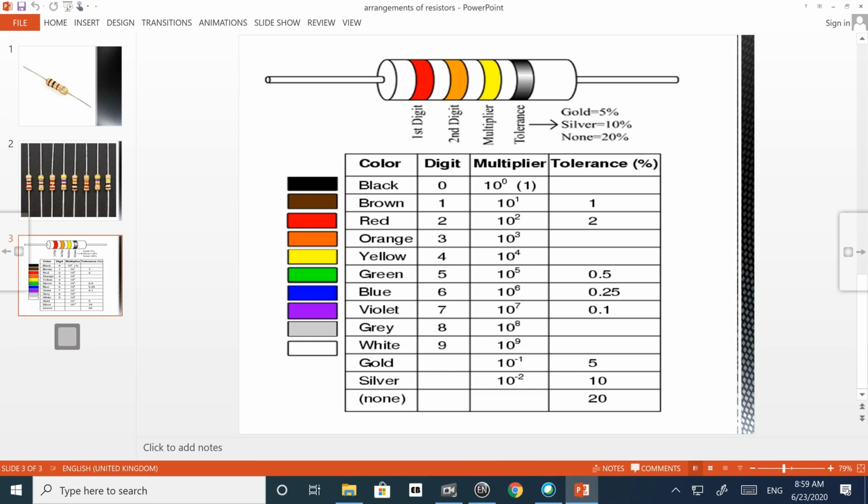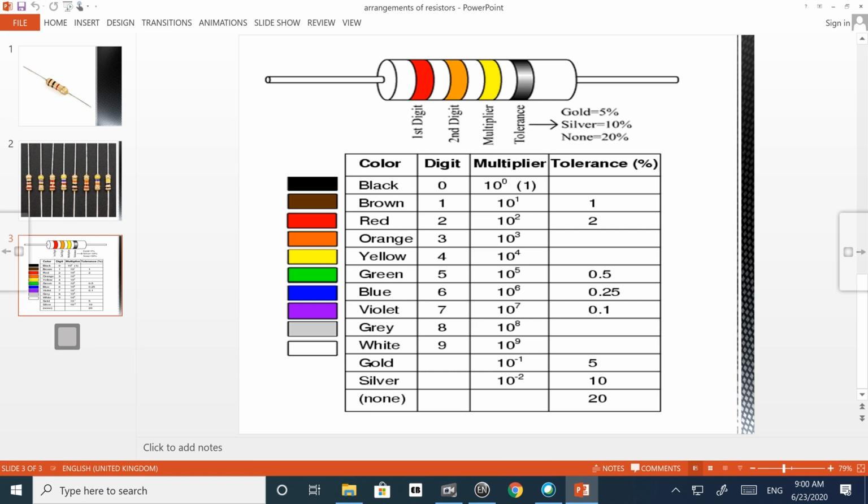Here some colors are given. These are the colors we can see on a resistor: black, brown, red, orange, yellow, green, blue, violet, grey, white. And two subsidiary colors are also given, gold and silver, that I will tell you about afterwards. For all these colors, a particular digit is given.